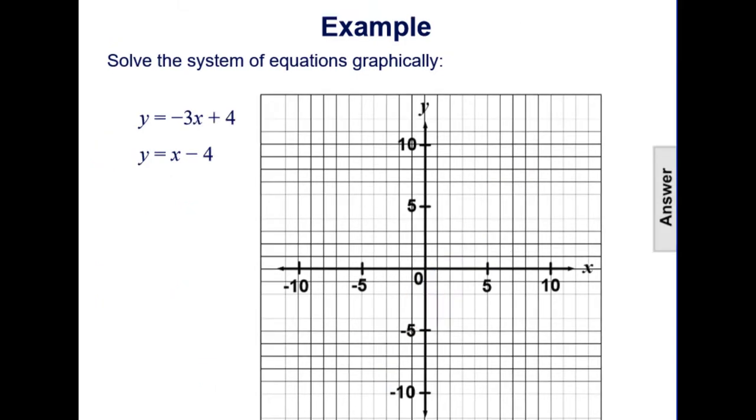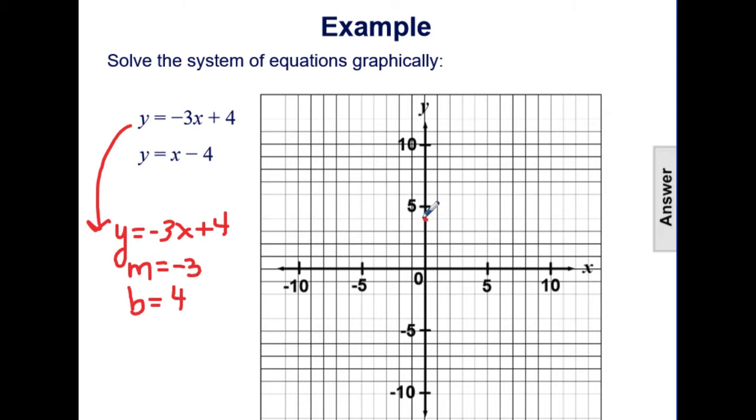Let's look at another example. Again, let's do the first line in red. y equals negative 3x plus 4. That gives us from slope-intercept form a slope of negative 3 and a y-intercept of 4. So we'll start at 4 and we'll go down 3, right 1, down 3, right 1, or up 3, left 1, to create our first line.